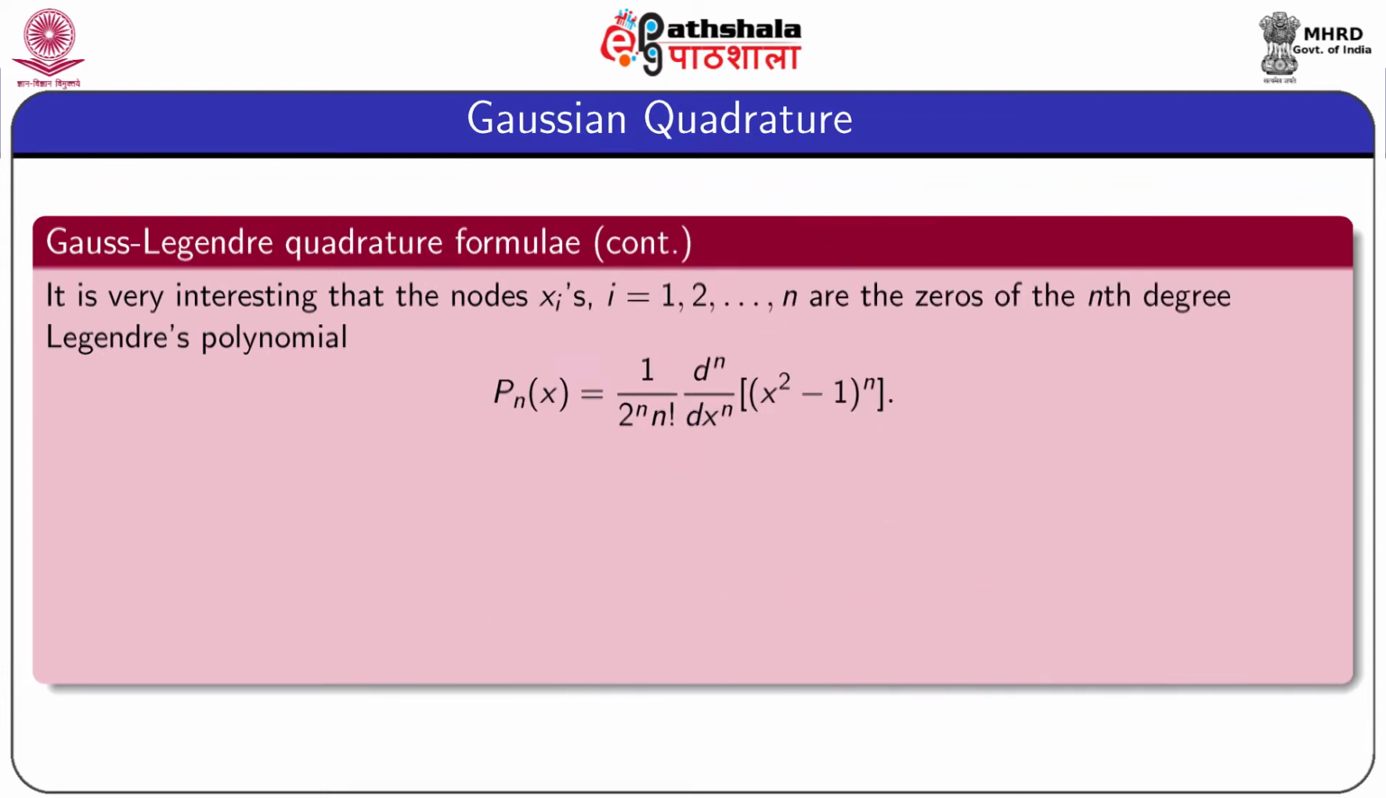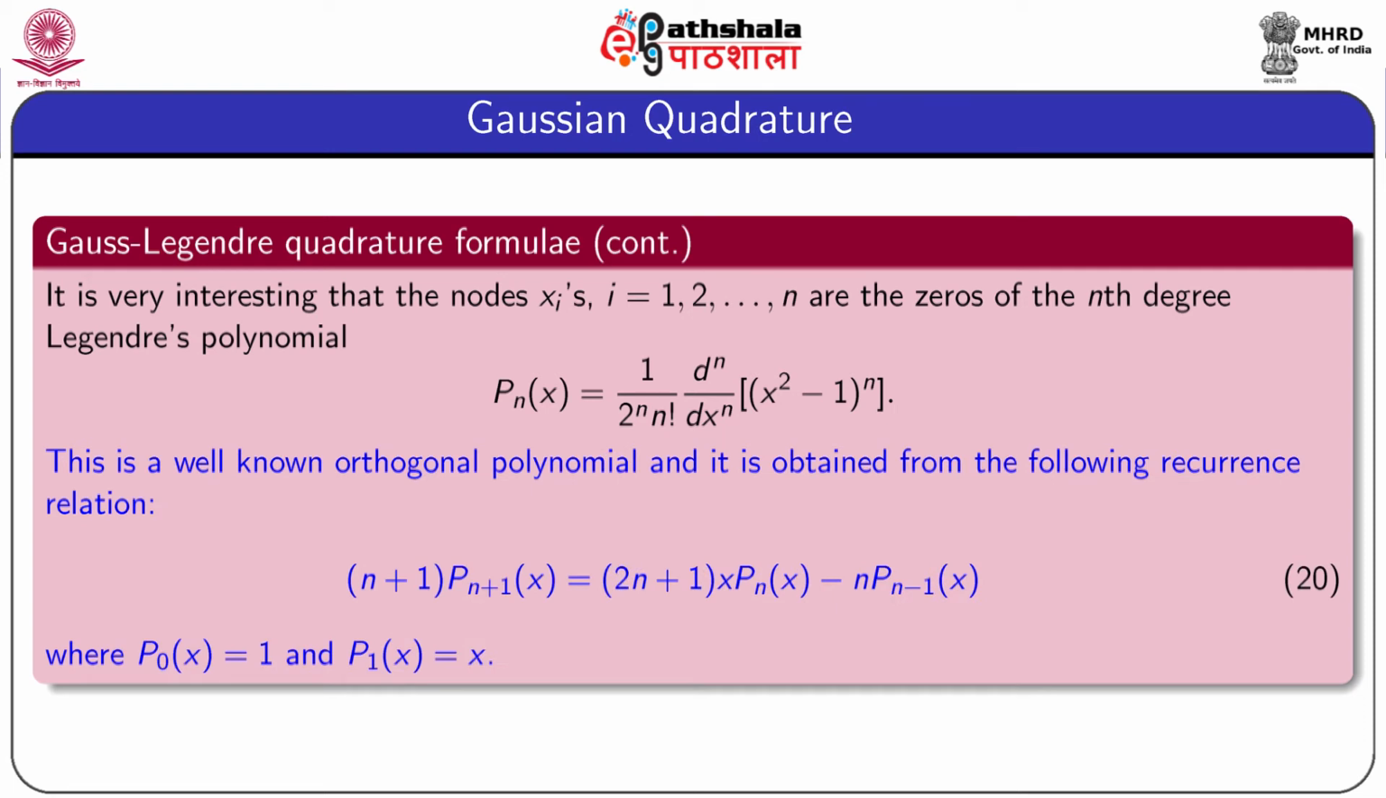It is very interesting that the nodes, that means the values of xi's, are the zeros of the nth degree Legendre polynomial given by Pn(x) equal to 1 by 2 to the power n factorial n, nth derivative of (x square minus 1) power n, and this supports the Gaussian fundamental theorem for Gaussian quadrature. This polynomial is obtained from the recurrence relation written in equation number 20. The particular values of this Gauss-Legendre polynomial are P0(x) equal to 1 and P1(x) equal to x.